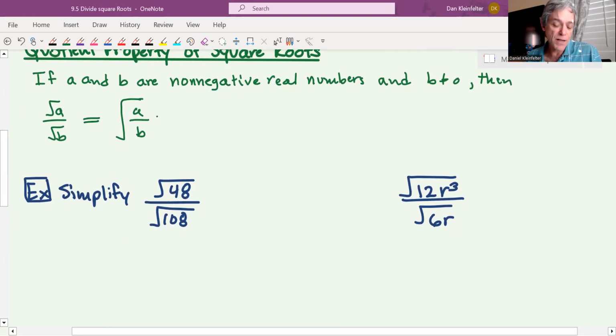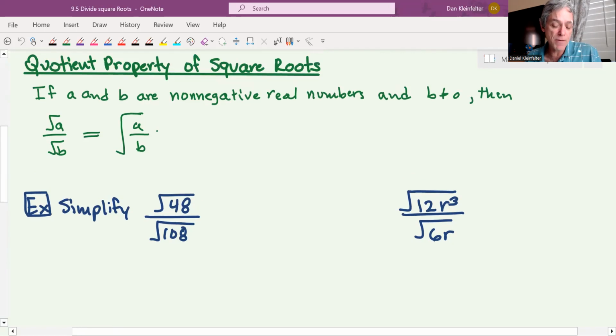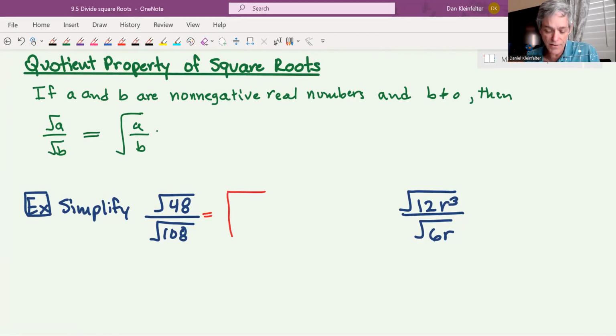All right, so then this kind of brings up a question that can occur. In the first example here, we have the square root of 48 divided by the square root of 108. So we can ask ourselves, is it better to simplify the square root of 48, simplify the square root of 108, and then divide? Or should we apply this property, put it all into the same radical, and then simplify? It's kind of a personal choice sometimes, but often I think it's easiest if you begin by putting it all under the same root sign and simplifying the fraction and then going from there.